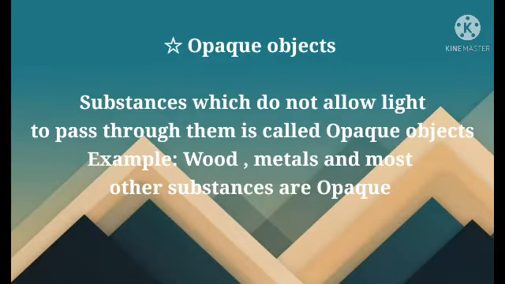Next, opaque objects. Substances which do not allow light to pass through them are called opaque objects. For example, wood, metals and most other substances are opaque.